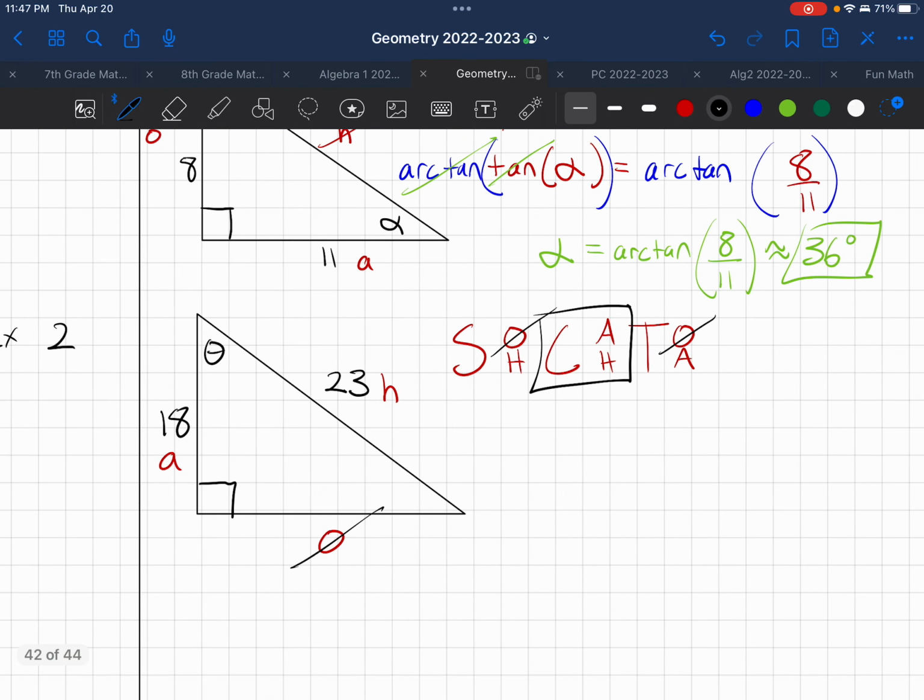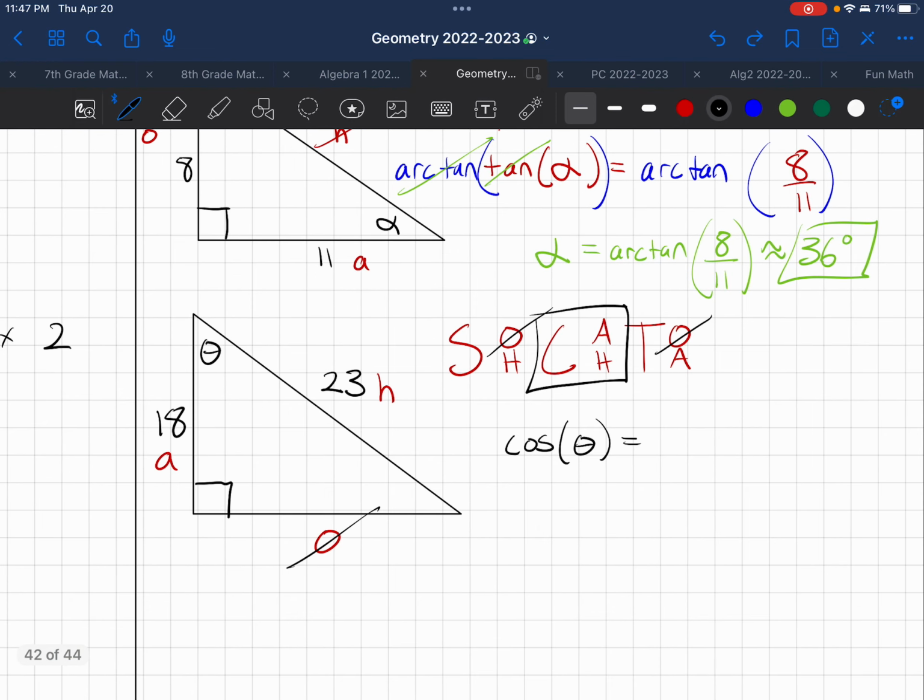So let's set up my cosine function. I'll say cosine of my angle, and this angle is named theta, and that's going to be equal to, I'll give myself some room because I'm going to take an arc cosine eventually. I'll give myself some room and say it's going to be this fraction of A divided by H, or 18 divided by 23. I'll say 18 over 23.